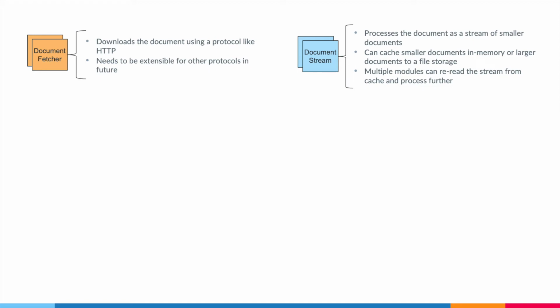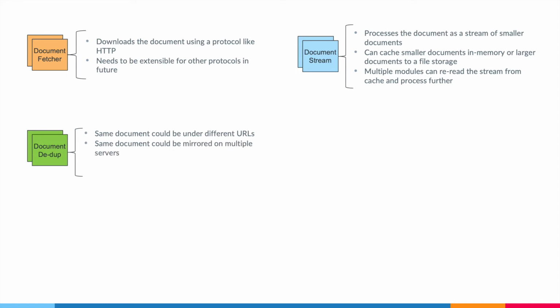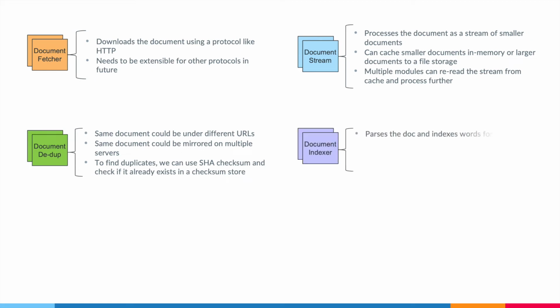What if the same document is there under different URLs or the same document is on multiple servers? To find this, we could have a document dedupe service which would find these duplicates using the checksum approach. Now, once we have received a distinct document and batched it into stream, each stream can be processed via a service, say document indexer, which would index each word of the stream for faster search results. We need this indexer so that every search query that users hit doesn't need to crawl the doc again.